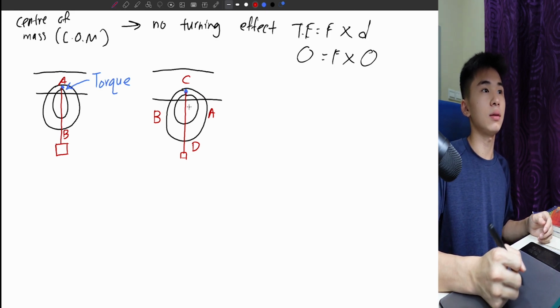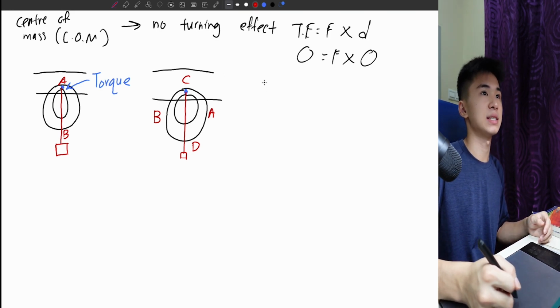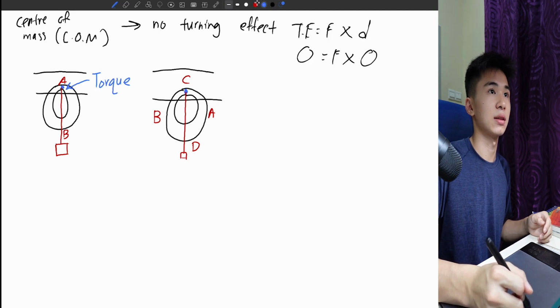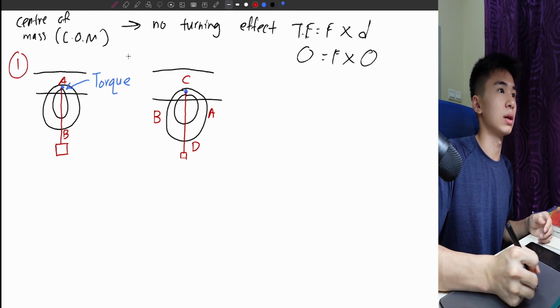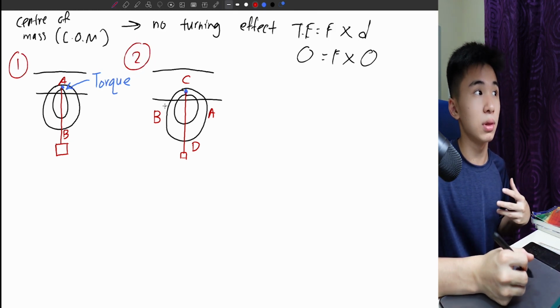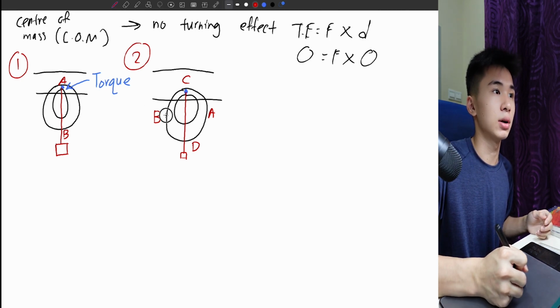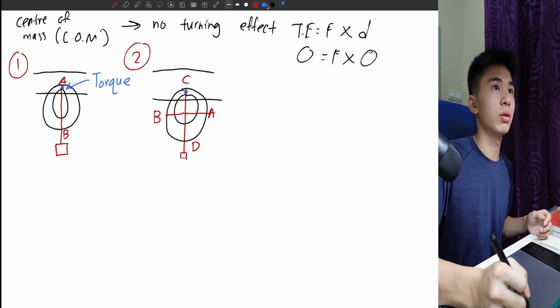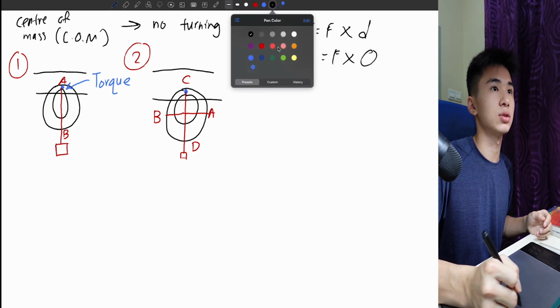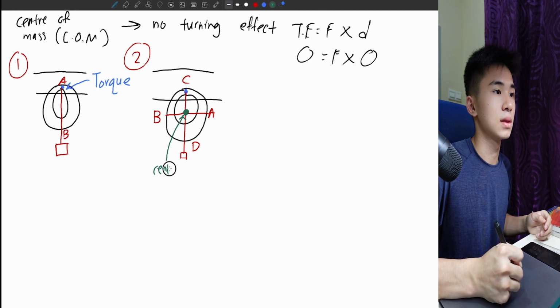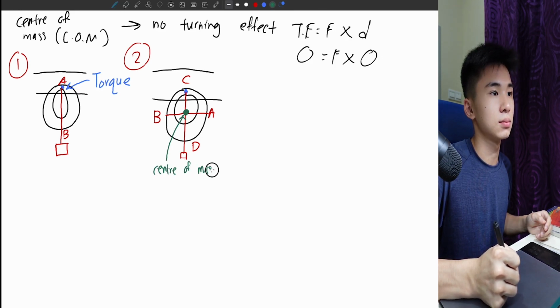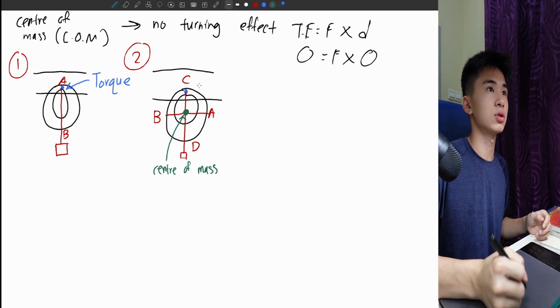This represents the line. So how do I find the center of mass? The line from this first diagram, I'm just going to name it as 1 and 2. The line from diagram 1 is here, right? So the center of mass is, let me just change to maybe green color, this is the center of mass, okay? Center of mass.